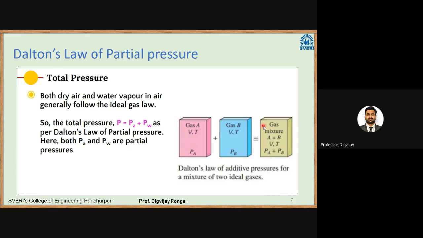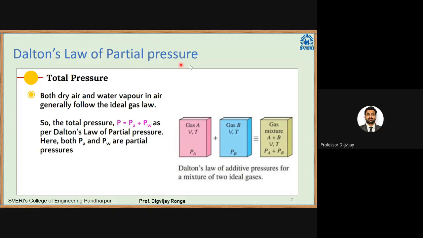If I apply the same to our case, our case is moist air. Moist air means it contains dry air and water vapor. So we have a mixture of dry air and water vapor. In that case, the total pressure will be the summation of the partial pressure of dry air plus the partial pressure of water vapors. That summation will give you the total pressure acting in the system, right?